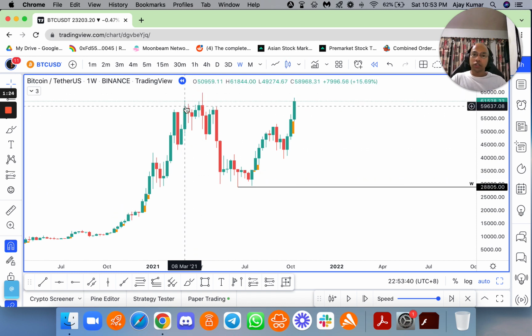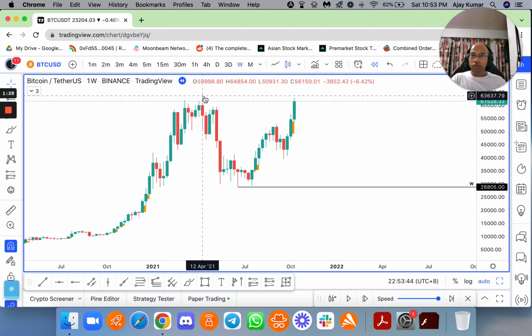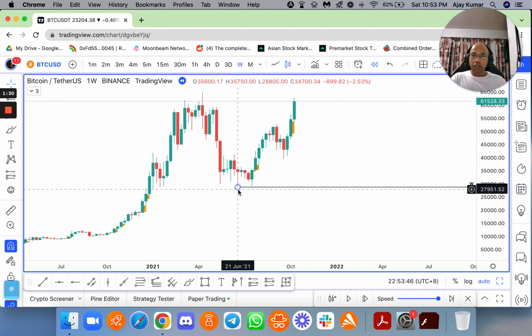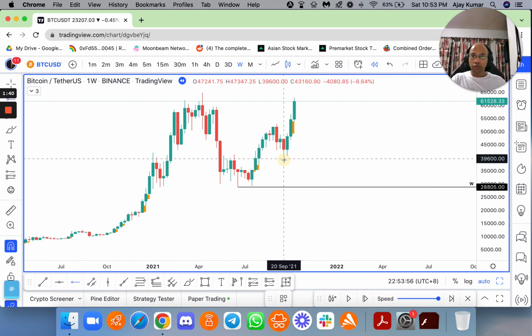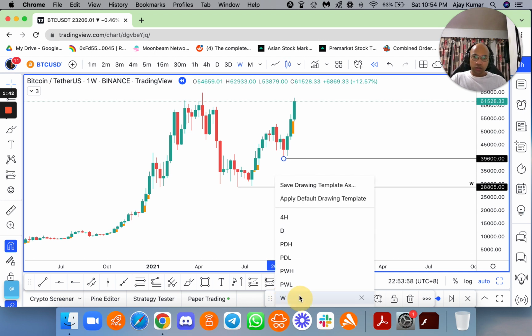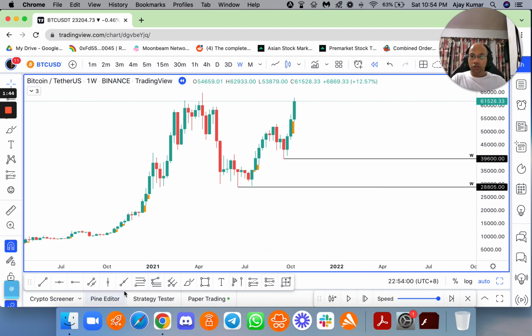This wick is also standing out, but it won't be a pivot because it has already been breached by this wick. So this wick is standing out, so it's a pivot. This wick is also standing out, but it's been breached by this wick, so we won't mark it out. This wick is standing out, and it hasn't been breached, so we will mark it out. It's a pivot on the weekly time frame.